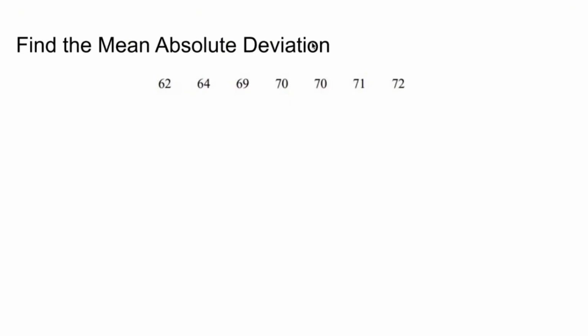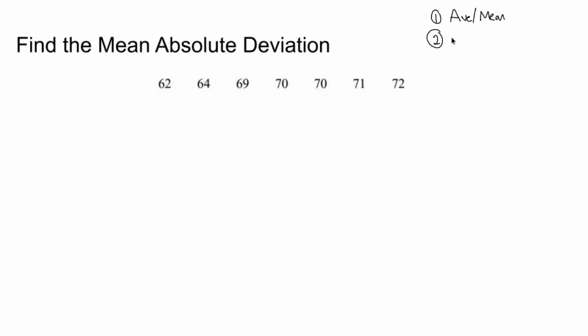Find the mean absolute deviation. This is pretty gross. It actually makes me mad. Mean absolute deviation, MAD. Anyway, what you need to do first is you need to find the average, or the mean. Okay, so that's what we're going to do first. Find the mean of this whole set of data.